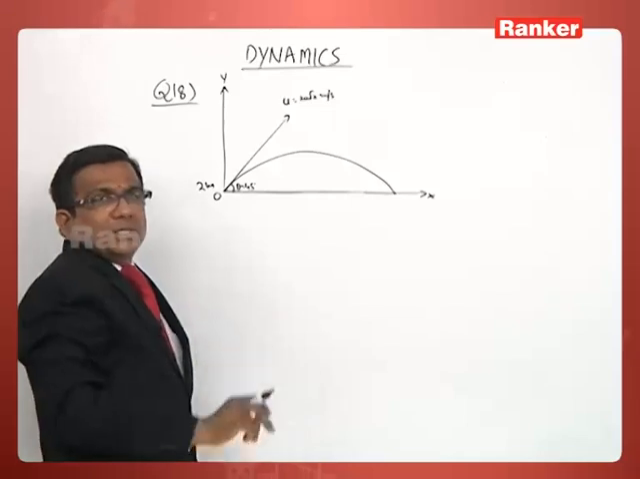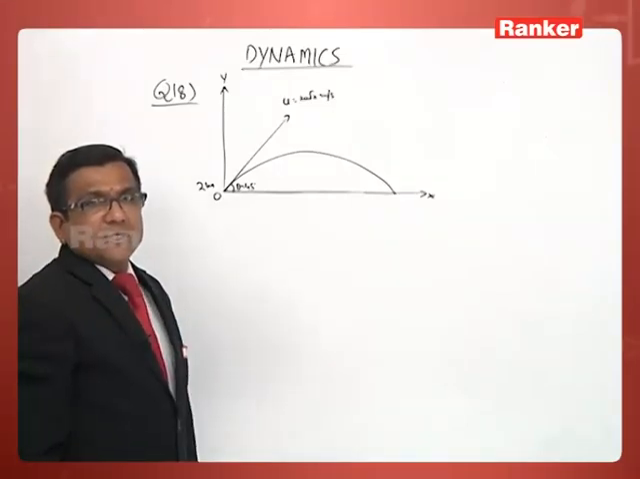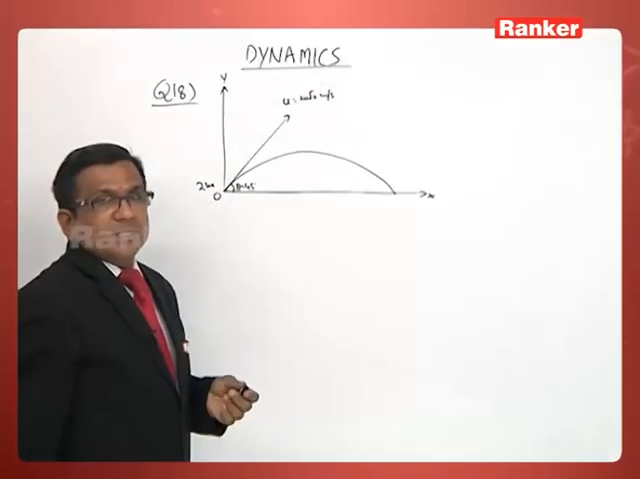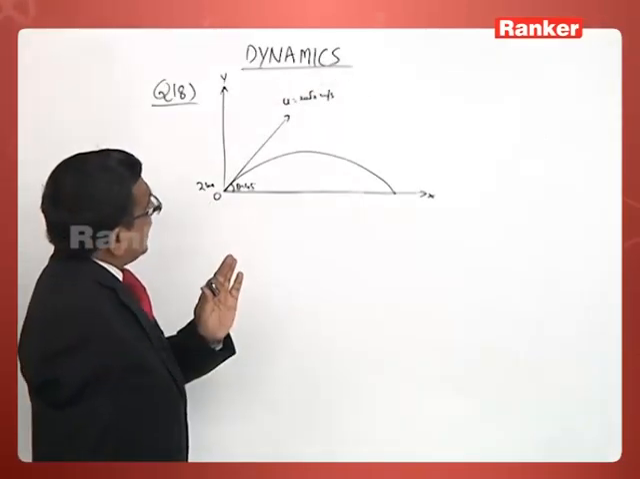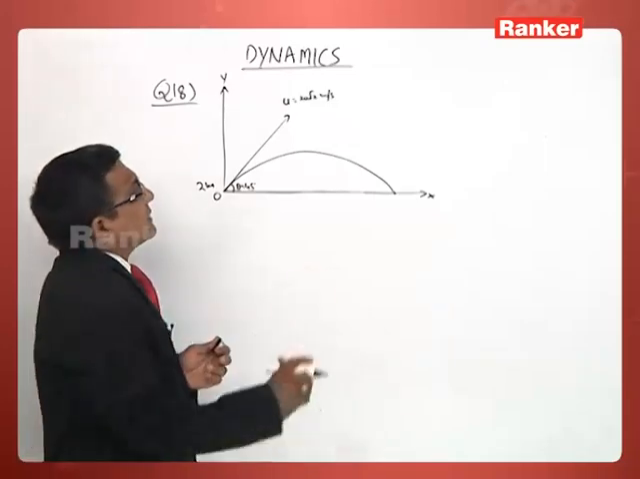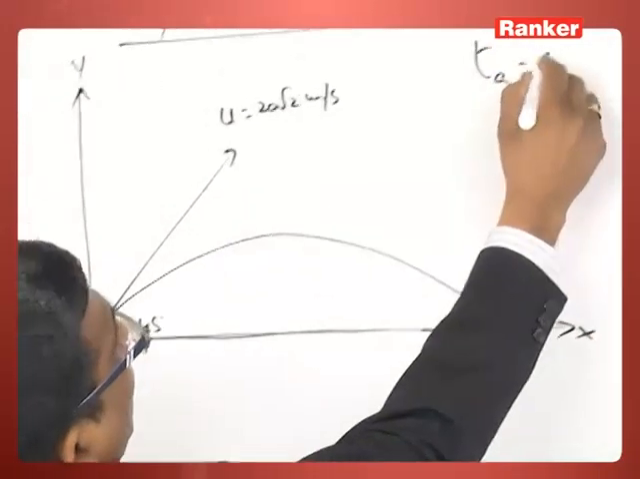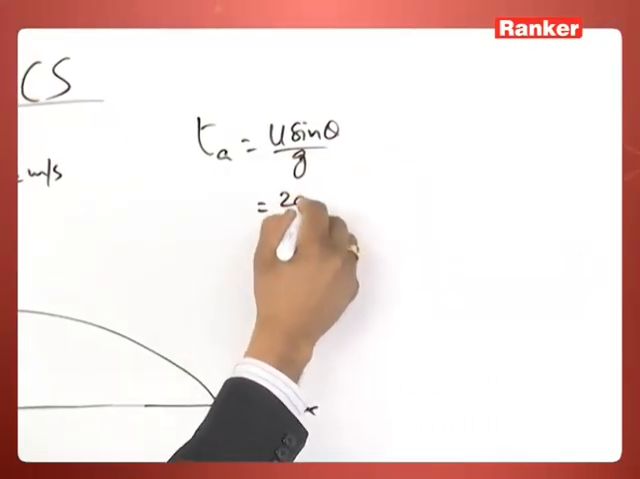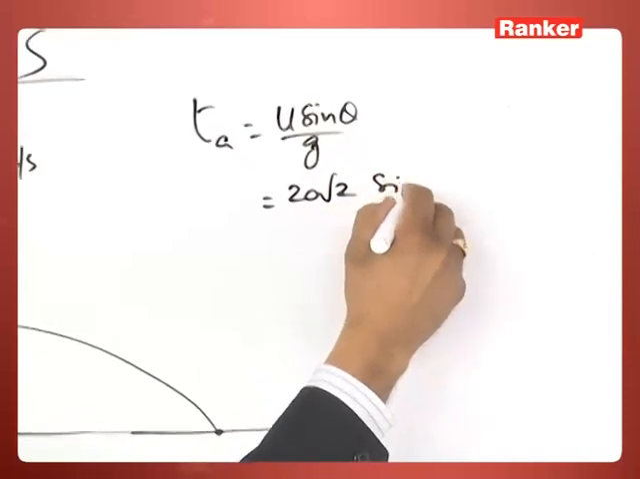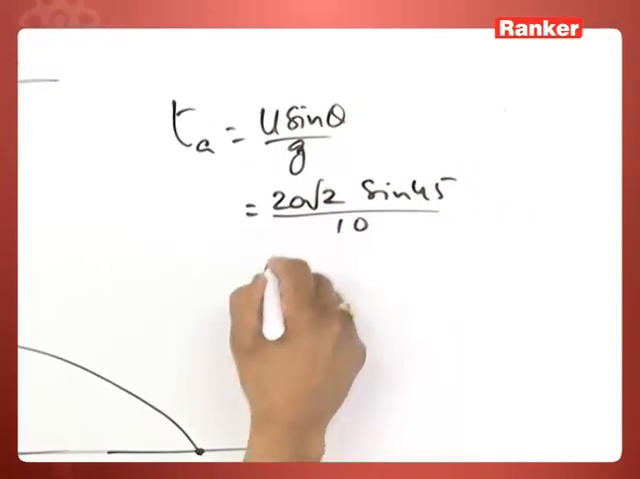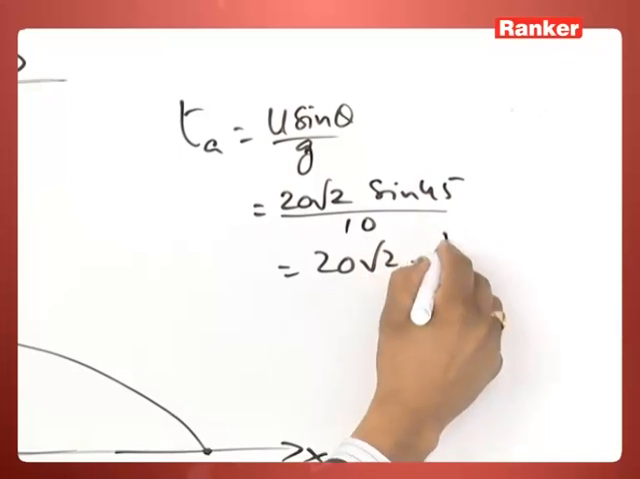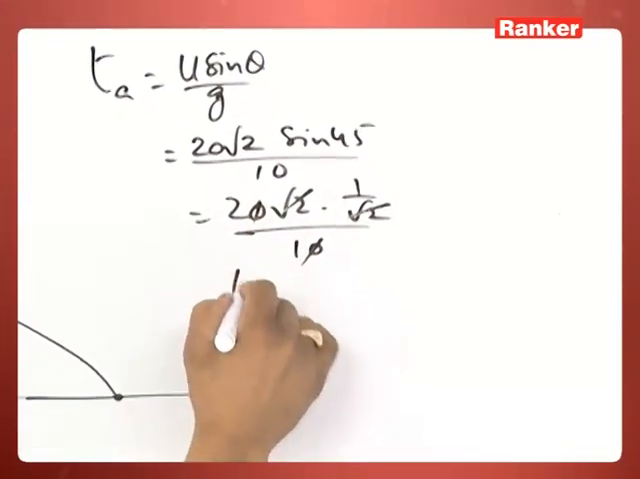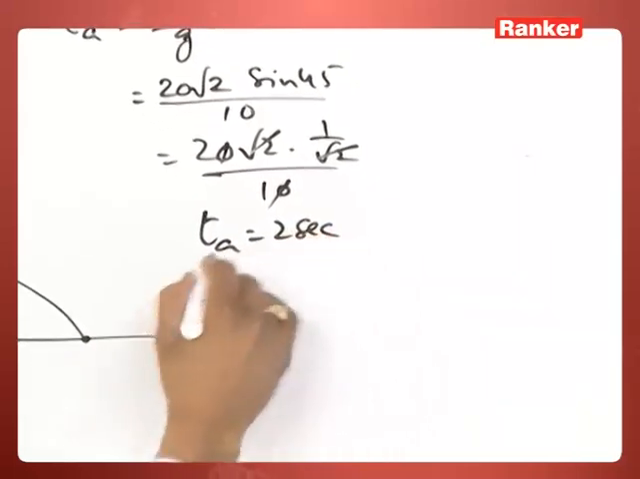Now, during its path, after 1 second, the explosion has taken place. Let us see where it is after 1 second. Is it at maximum height or somewhere else? Let us calculate the time of ascent. Time of ascent is u sin theta by g. u is 20 root 2, sin 45 is 1 by root 2, g is 10. Root 2 gets cancelled. So the time of ascent is 2 seconds.